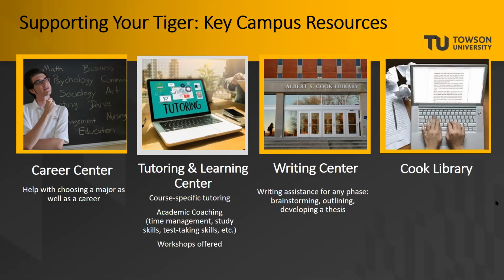The Tutoring and Learning Center is our primary tutoring center at Towson. Most 100, 200 level courses are taught there. Also, we have academic coaching. The Writing Center is great for papers, and of course the library, when it comes to helping students understand research and what journals and information they need in order to become successful with their research papers.